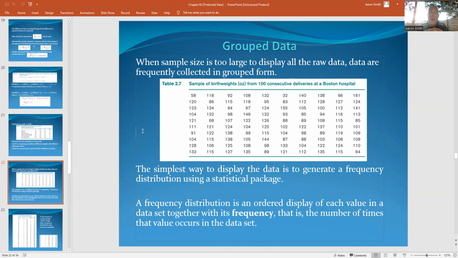Now, when the sample size is too large to display all the raw data, data is frequently collected into groups. And we can easily use a computer to do this. You use a computer, don't do it by hand. The frequency distribution is an ordered display of each value in a data set together with its frequency, that is, the number of times it occurs in the data set.